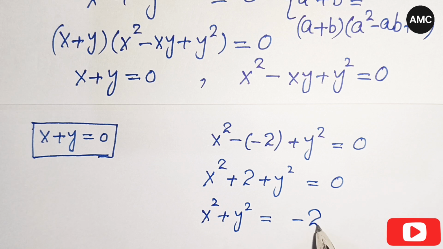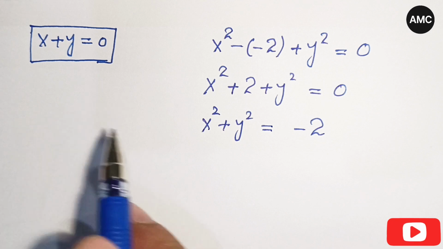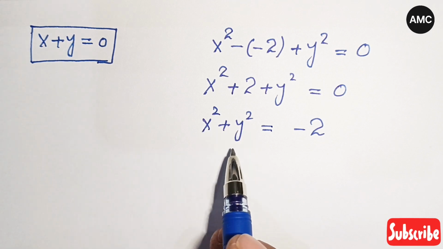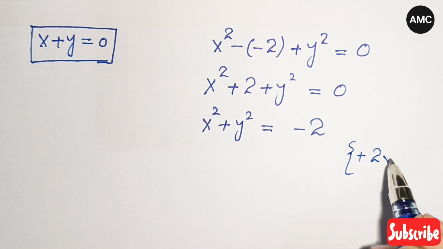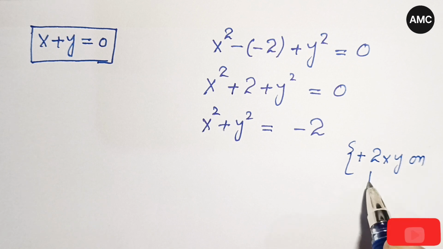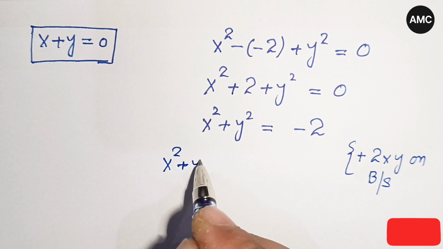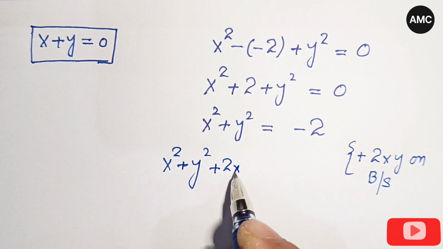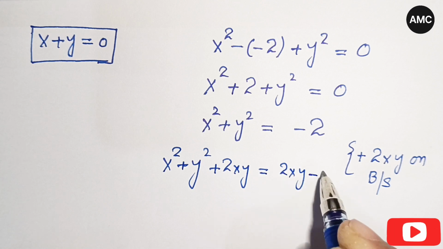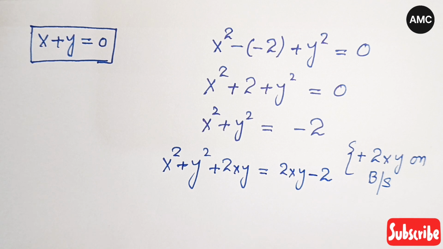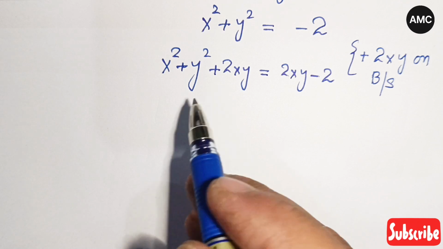Now we have to make a perfect square to find the value of x plus y on our left hand side. Then we are going to just add 2xy on both sides. So adding 2xy on both sides, here we have x squared plus y squared plus 2xy, and similarly adding this 2xy to our right hand side. Now here we have this x squared plus y squared plus 2xy.